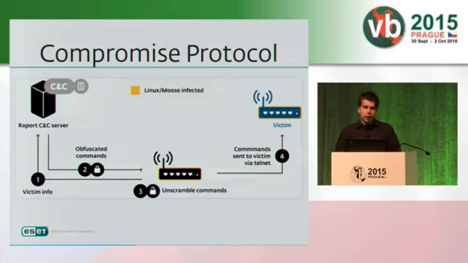The compromise protocol involves the CNC, which is active during compromise. So the advantage of this approach is that it can gather a specific binary for each architecture and will not expose the other binaries to the malware analyst. It's not all downloaded at the same time. It's fetched on purpose on infection.